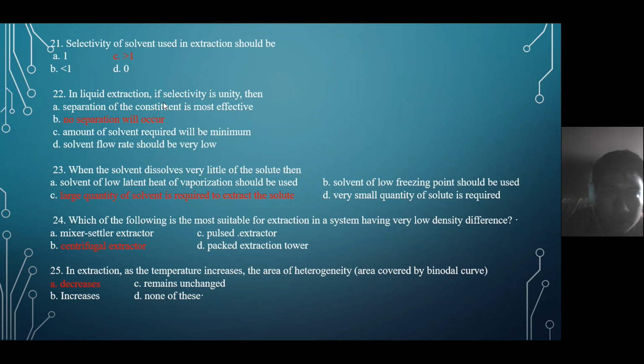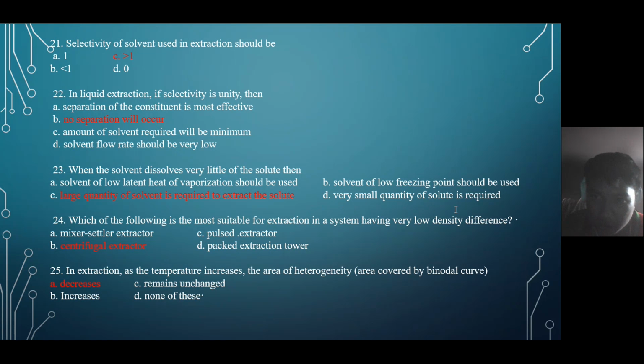Number 22. In liquid extraction, if selectivity is unity, then A. Separation of the constituent is most effective. B. No separation will occur. C. Amount of solvent required will be minimum. D. Solvent flow rate should be very low. So there can be no separation if the selectivity is unity.